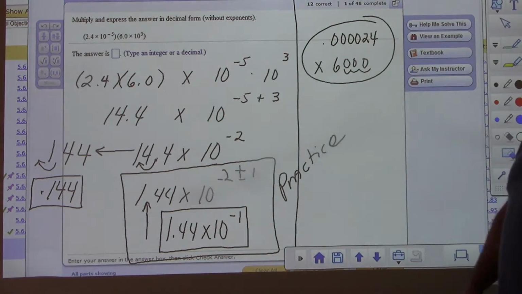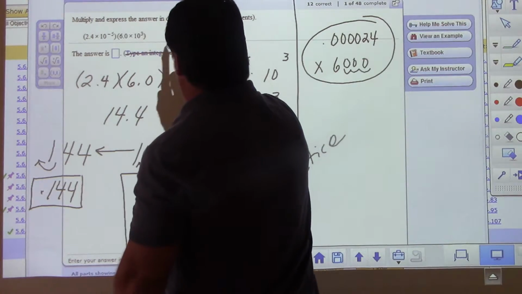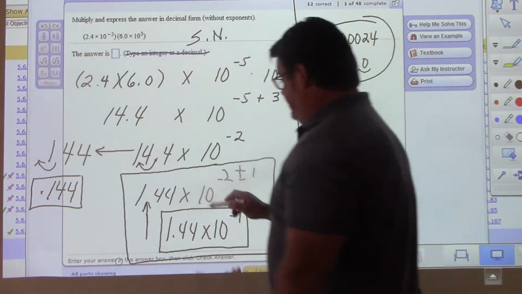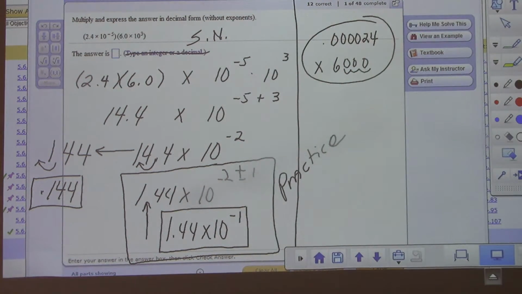Because some of your answers will not have this. Some of your answers will say write in scientific notation. And therefore you have to change this into this. So our answer is 0.144. By the time you get through with today's class, if you're in chemistry or anything like that in the future, you're going to know how to do it.